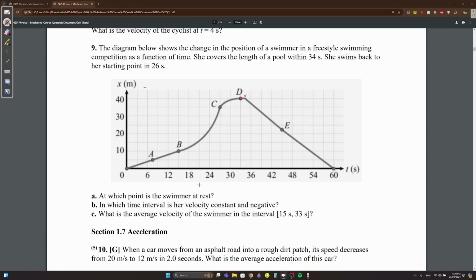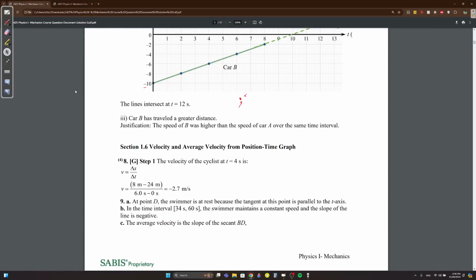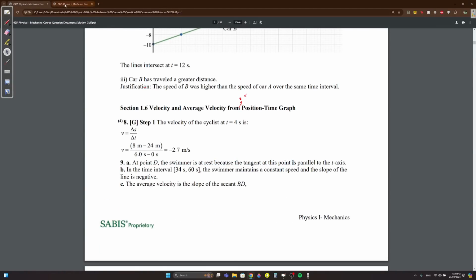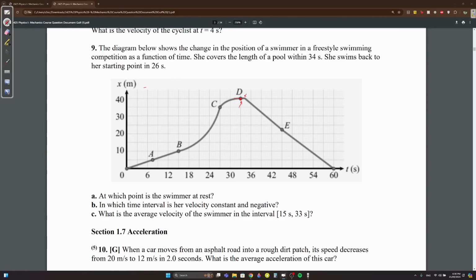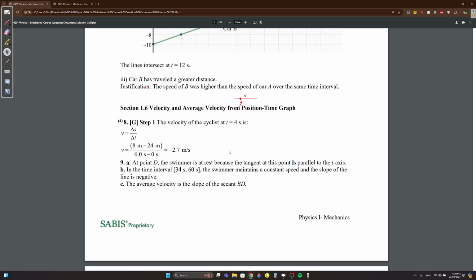At which point is the swimmer at rest? Of course, over here at point D. So I even predicted the question. Point D, right? Because here the tangent at this point is parallel to the x-axis.